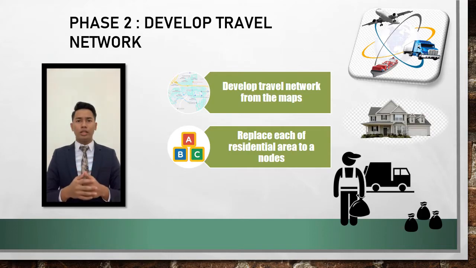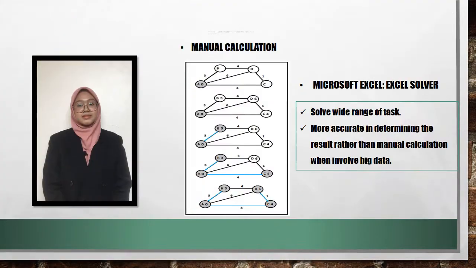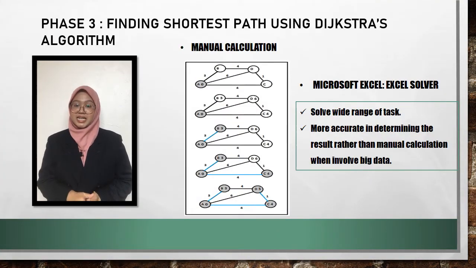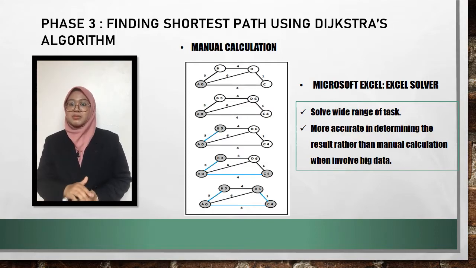From the map, we develop the travel network that includes all nodes and travel times in minutes that are used in our study, and replace each residential area with a node. The shortest road distance is calculated by manual calculation in the preliminary study and also using Excel Solver in Microsoft Excel for actual data. Microsoft Excel solves a wide range of tasks. Using Microsoft Excel is more accurate in determining the result than manual calculation when involving big data.